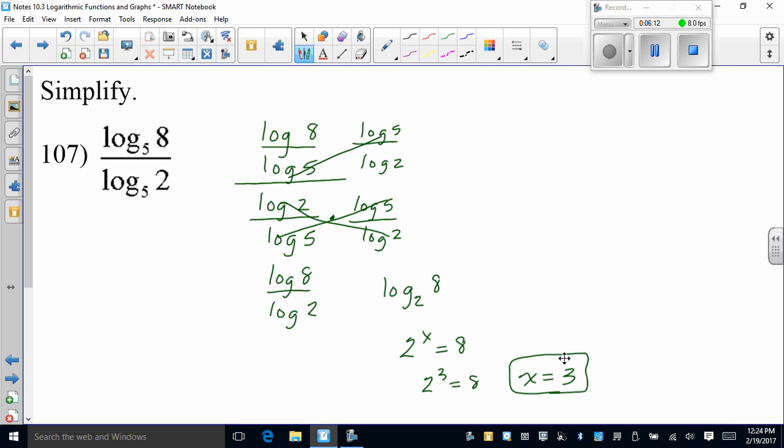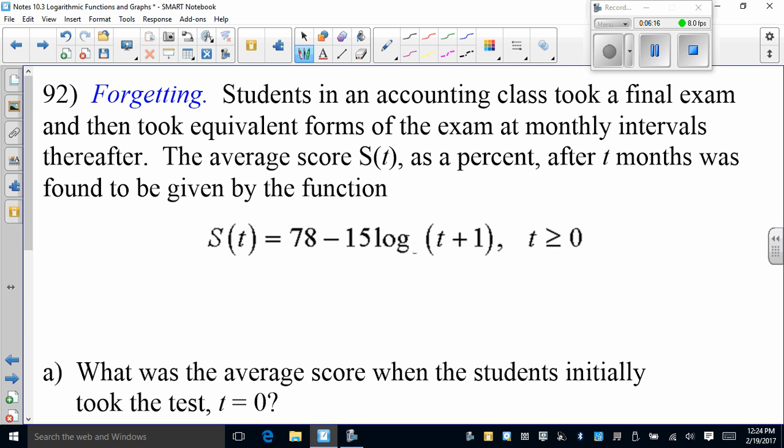Okay, so let's look at word problems then. Students in an accounting class took a final exam and then took equivalent forms of the exam at monthly intervals thereafter. The average score S of t as a percent after t months was found to be given by the following function. And they ask, what was the average score when the students initially took the test?